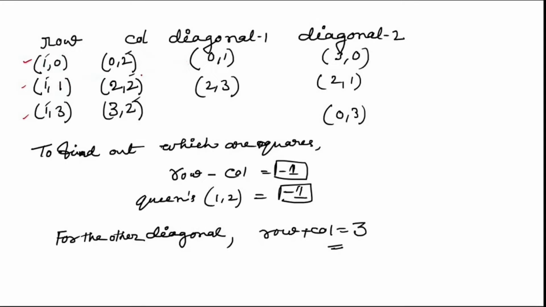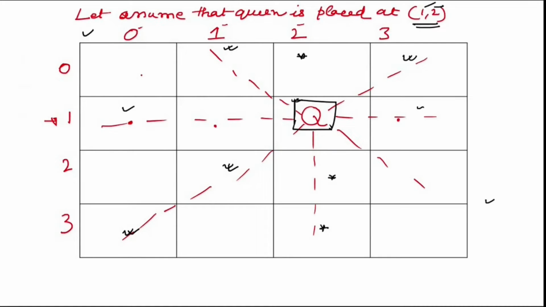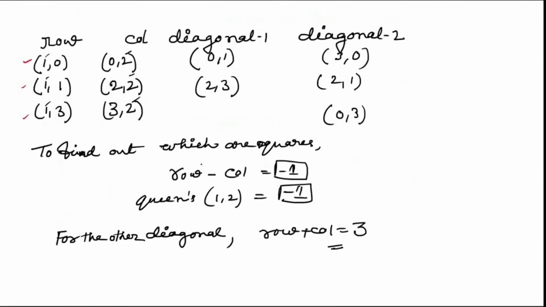What about column wise? Column wise, all the queens that are already in column 2 will be under attack. That means (0, 2), (2, 2) and (3, 2): existing queens which are here, here, here or here will be under attack.